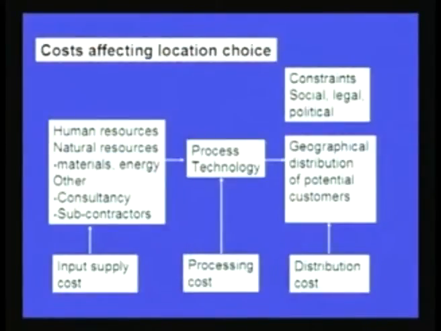Now on the very first slide, we will see this problem of minimization of the costs, or we can say maximization of the profit. On your screen you can see these are the costs affecting the location choice. Now what are the costs? Initially, there are certain inputs that go to the processing unit or the plant or the factory, and then certain products are produced as an output of this process technology, which are then put into the market. So the market is the geographical distribution of potential customers.